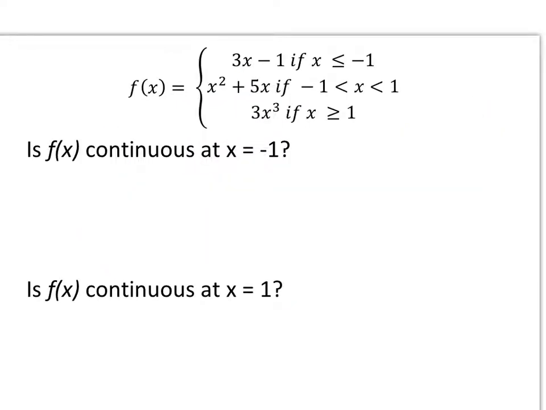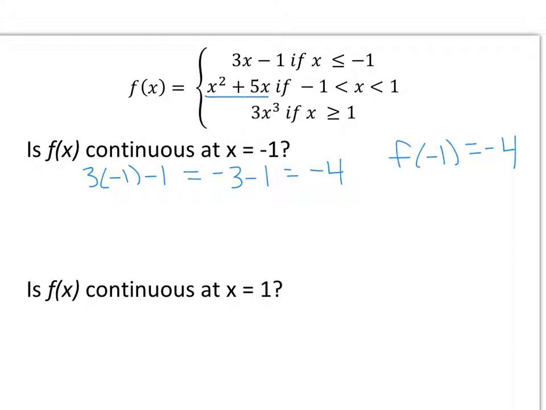All right, let's try another one using a piecewise. Is f of x continuous at x equals negative 1? Well, in order for it to be continuous at x equals negative 1, it has to be defined. So when x is equal to negative 1, from the left, 3 times negative 1 minus 1 is equal to negative 3 minus 1, which equals negative 4. So by this definition, f of negative 1 does equal negative 4, but in order for it to be continuous, that's going to have to hold as the graph continues right here and goes to the other side.